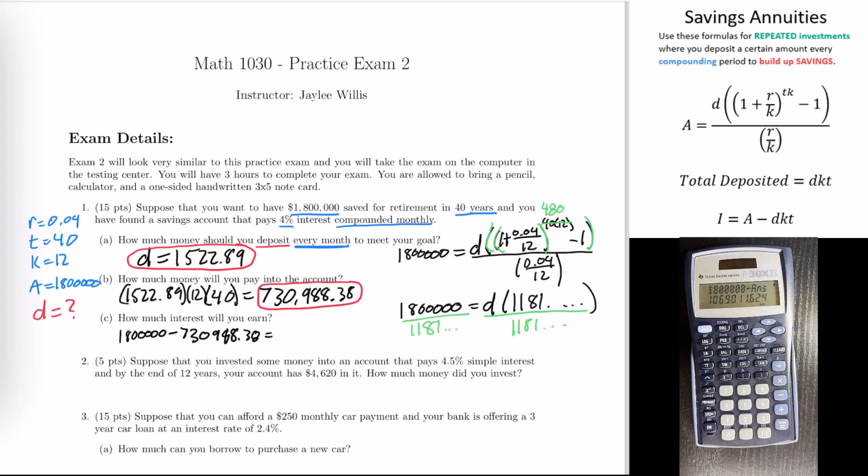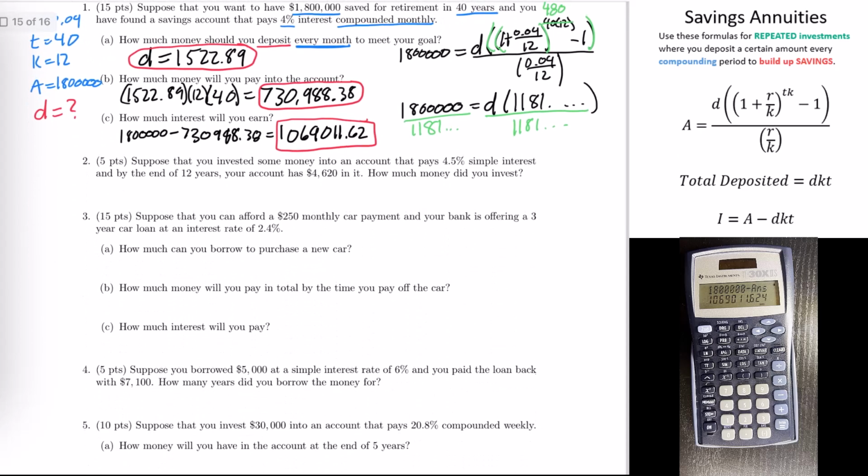I end up with $1,069,011.62 for my interest earned. And the reason why I earned more interest than I even put into the account is just because this investment lasted for so long. So that's how you do question 1.